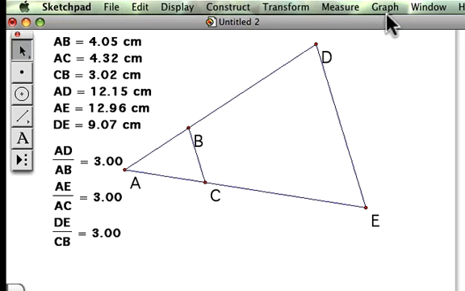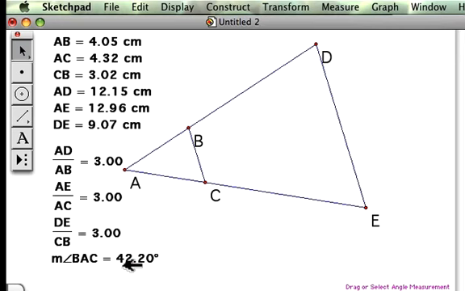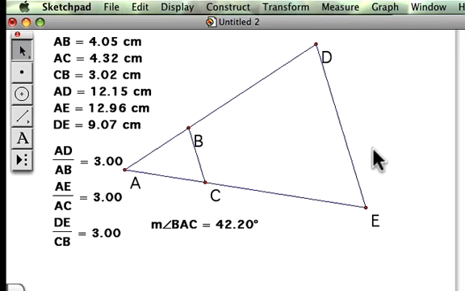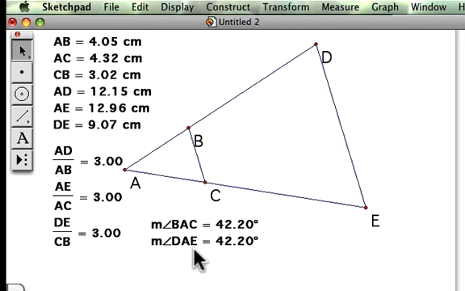Okay, so now what we're going to do is measure all the angles. And if we measure angle BAC, we get that it's 42.20 degrees. And we're going to measure then angle DAE. So make sure you just click on the 3 points in order. And you'll notice that the corresponding angles here are equal.